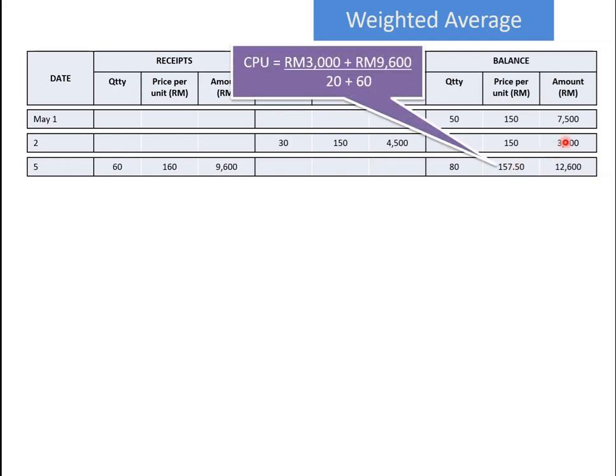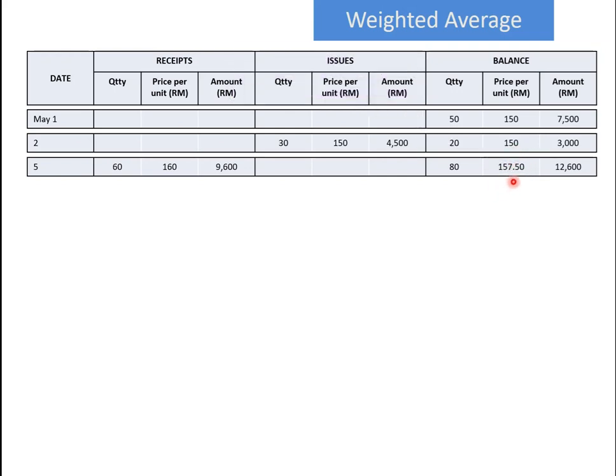So how to average? 3,000 plus 9,600, and 20 plus 60, which is 80. So we total up here and divide by 80. So we get 157.50. So we need to average every time there is a purchase of new stock.